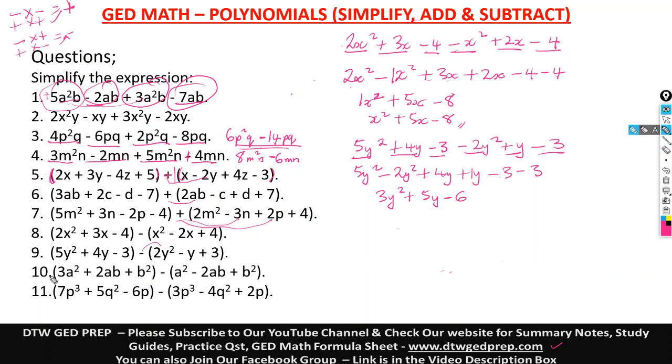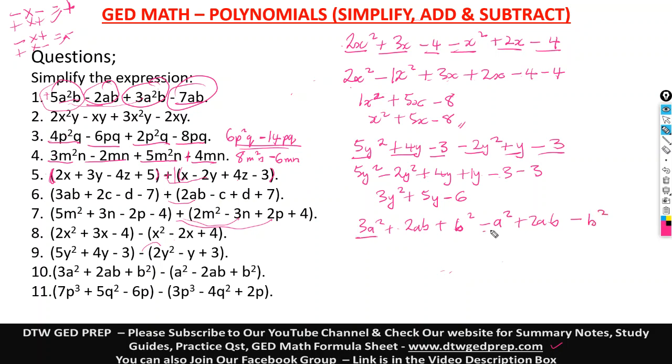Question 10. So there's nothing here, so we drop the parentheses. So we have 3a squared plus 2ab plus b squared. Now we have a negative. Negative times this gives us a negative a squared. Negative times this gives us a positive 2ab. And negative times this gives us a negative b squared.